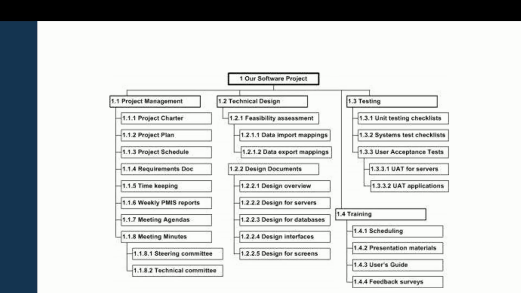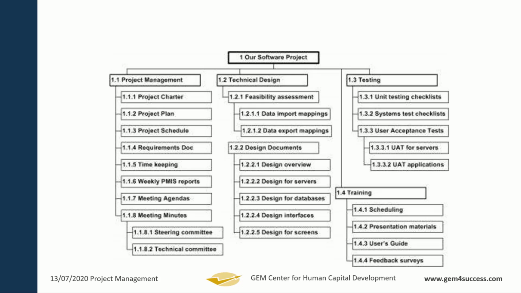This is another example. This is how a WBS actually looks. This is a breaking down, decomposition for a software project. So the whole work to create deliverables, the whole work to be able to deliver the project according to the scope of the project, has been divided into 4. Number 1 is the project management aspect of the work, technical design aspect of the work, training aspect of the work, testing aspect of the work.